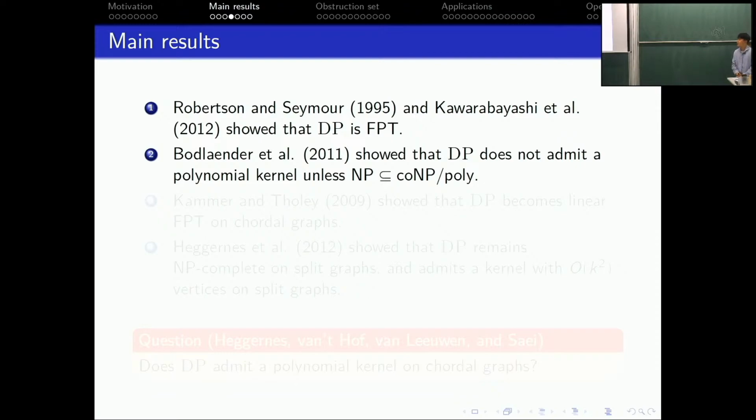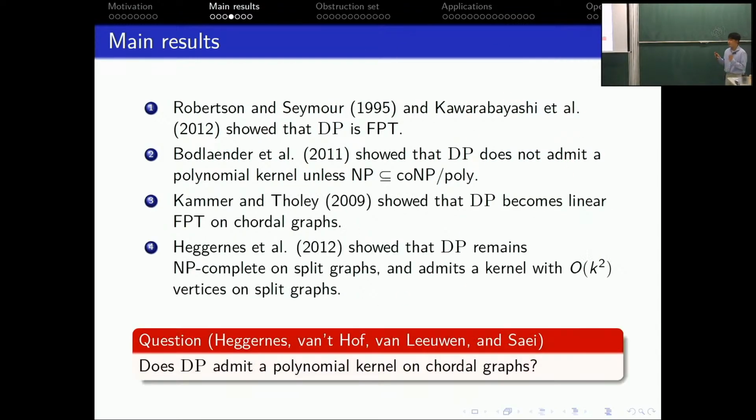It is known that Robertson, Seymour, and Kawarabayashi et al. showed that the Disjoint Paths problem is FPT. And even more, Bodlaender et al. showed that DP does not admit a polynomial kernel under some complexity hypothesis. But all these results are about general graphs. So what happens if we restrict our side to some small graph class? Kammer and Tholey showed that this problem becomes linear FPT on chordal graphs. And Heggernes et al. showed that it remains NP-complete even on split graphs, and admits a kernel with quadratic vertices on split graphs. And they asked whether this problem admits a polynomial kernel on chordal graphs.